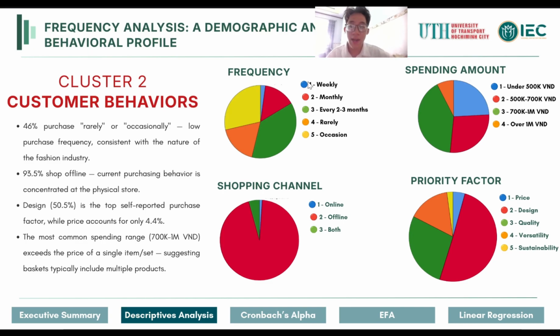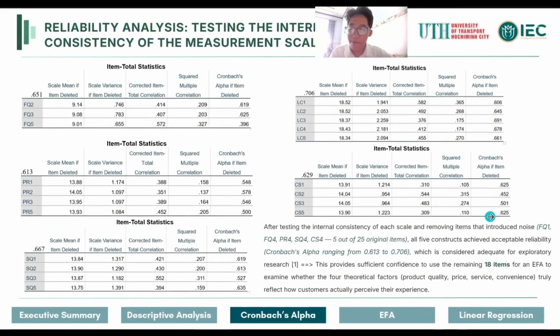Check if the survey questions are reliable by using Cronbach's alpha. I have run Cronbach's alpha for each item that I have listed, which affects customer satisfaction. After testing the internal consistency of the scale, I also removed the items that introduce noise, like FQ1, FQ4, PR4, SQ4, and CS4. All the factor structures have achieved acceptable reliability, with Cronbach's alpha ranging from 0.6 to 0.7. It's quite good.